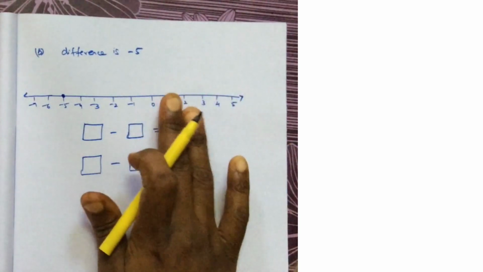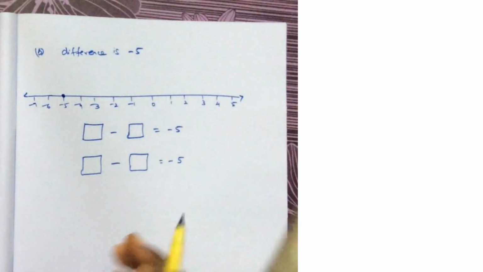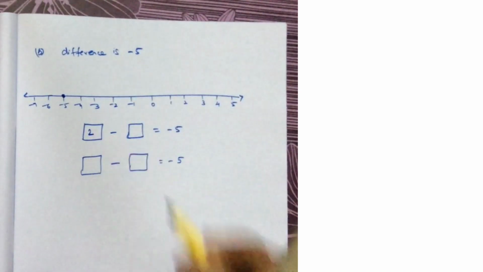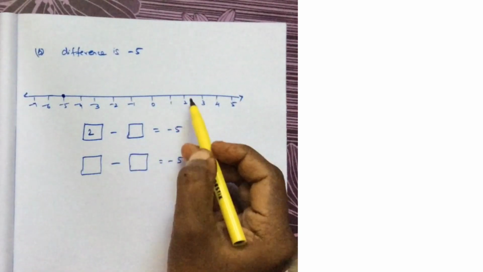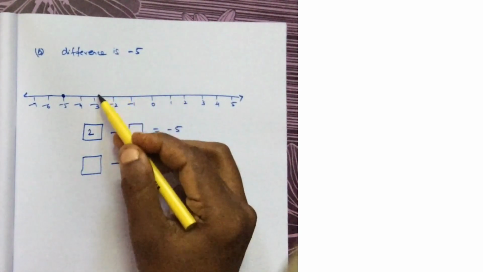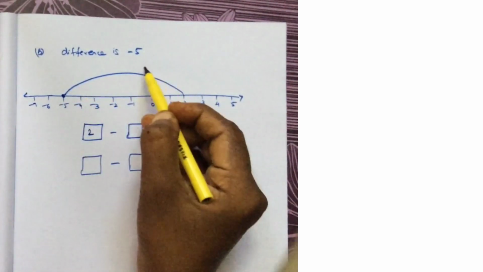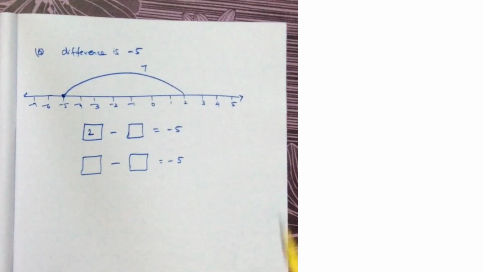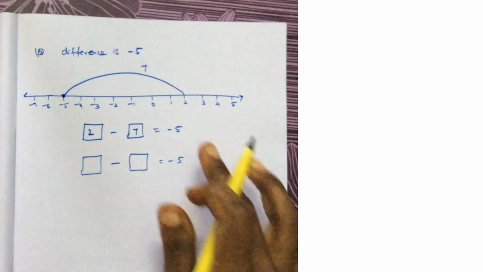First I want to start from here. I can write any number on this. Let me take some 2 here. Okay, from this 2, this is a minus. So 1, 2, 3, 4, 5, 6, 7. From 2 to minus 5, there are 7 steps here. So to the left, so 2 minus 7 is minus 5.